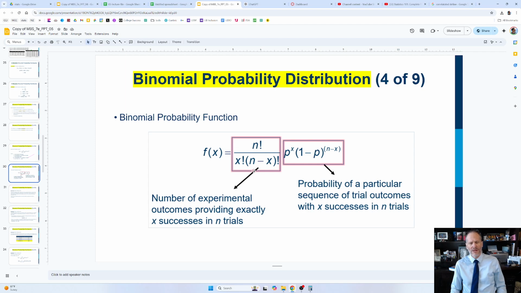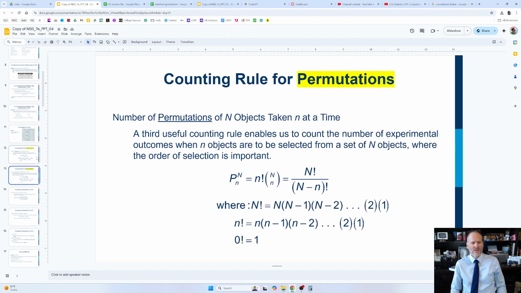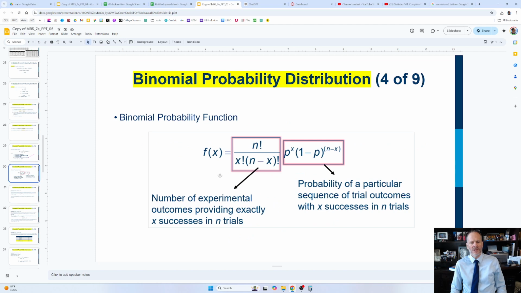This probably looks familiar, and that's because when we looked at combinations and permutations, here's the formula for a permutation, and then here's the formula for a combination. And what was the example that was used for permutations and combinations? I don't remember. You can go back and watch that video. But the combinations look at the number of combinations we have, of objects taken n at a time. The second useful counting rule enables us to count the number of experimental outcomes when n objects are to be selected from a set of N objects. How many combinations can we have? So that's the formula for combinations right there.